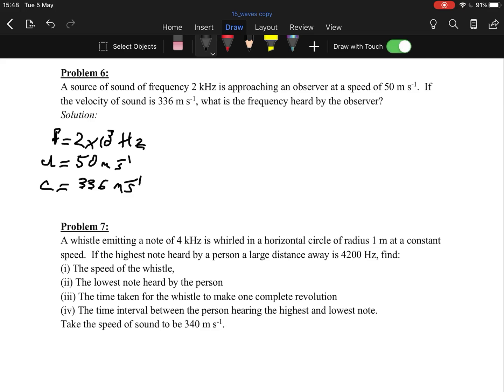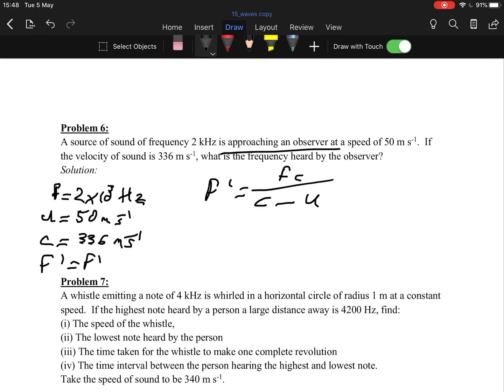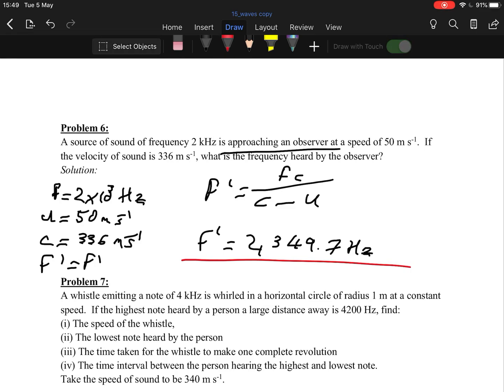The source of sound is approaching the observer. What is the frequency heard? So we're looking for F dash. We're approaching the observer, so our distance is getting smaller, minus. Fire in all your values there, guys, and you should end up getting F dash as 2,349.7 hertz. Okay, 2,349.7 hertz.